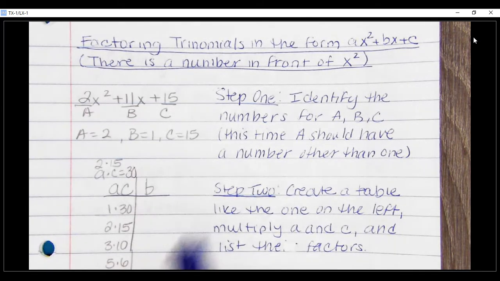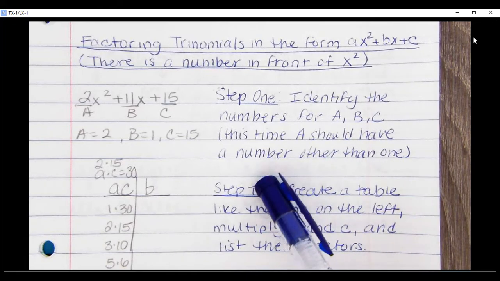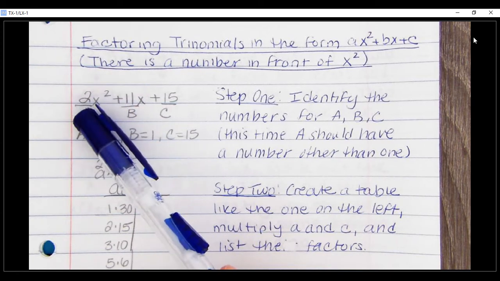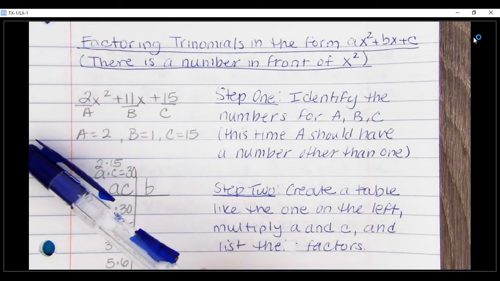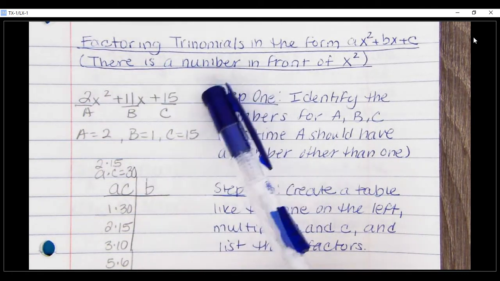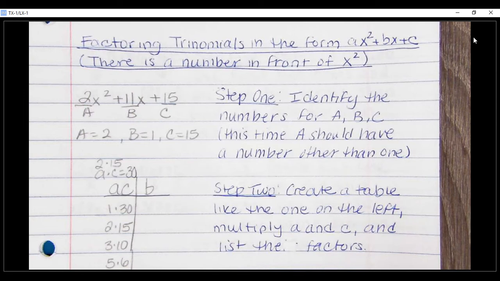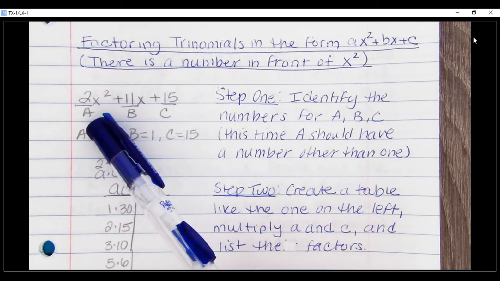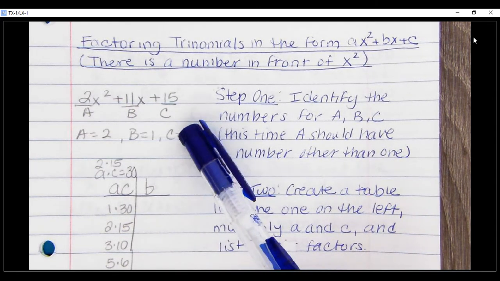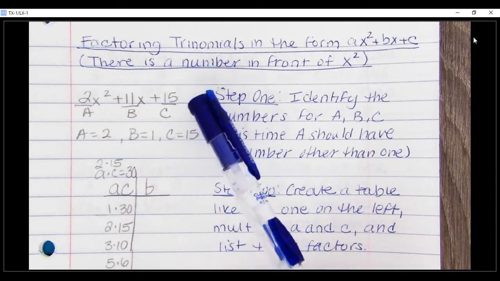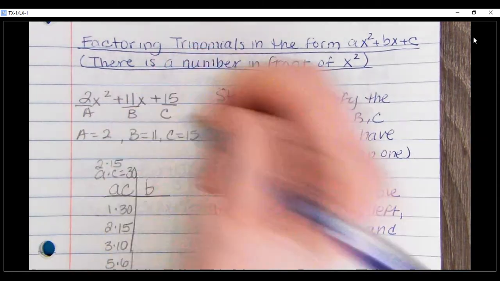So here we go. Step 1, identify the numbers for A, B, and C. This time A should have a number other than 1. So if this is a 1, go back a page and do those steps. Save yourself some time. If not, then you can do it this way. You technically can use these steps in order to factor any trinomials. It's just more work, so I'm trying to save you some time. So in this example of 2x squared plus 11x plus 15, my A is equal to 2, my B is equal to 11, and my C is equal to 15.